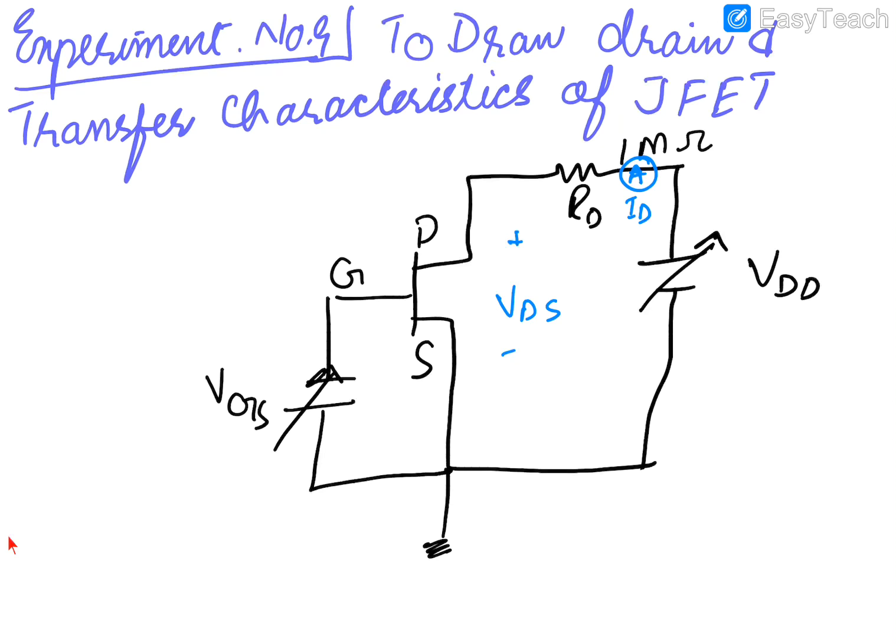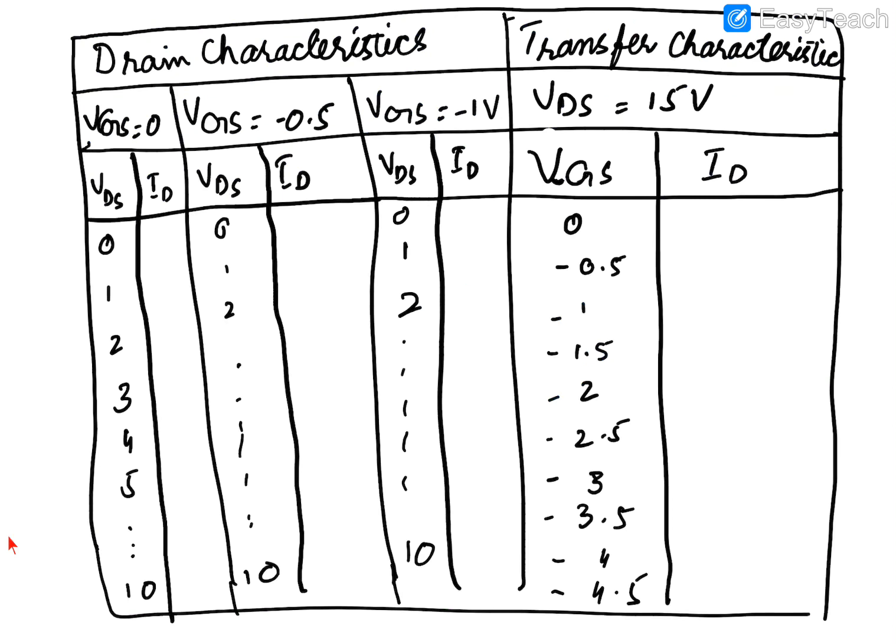So drain characteristics will be plotted on the positive side and transfer characteristics on the negative side of the graph. The table for this circuit will be like this. For drain characteristics, you have to fix VGS value and measure the value of VDS by changing the value of VDD. And for transfer characteristics, you have to fix the value of VDS at 15 or 10 volts and change the value of VGS and measure ID.